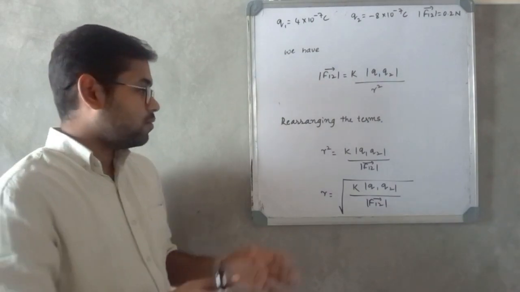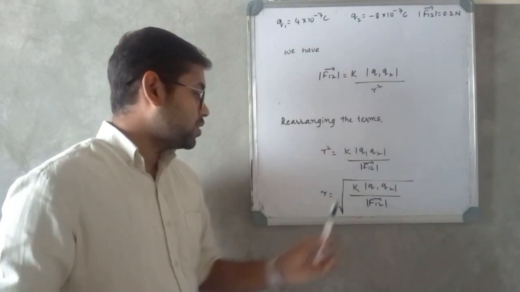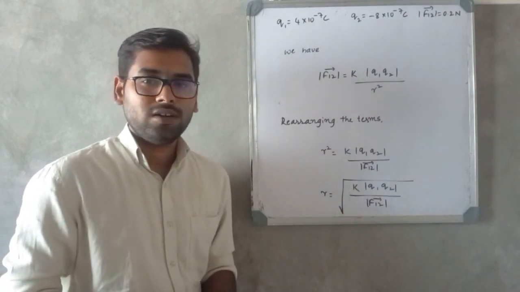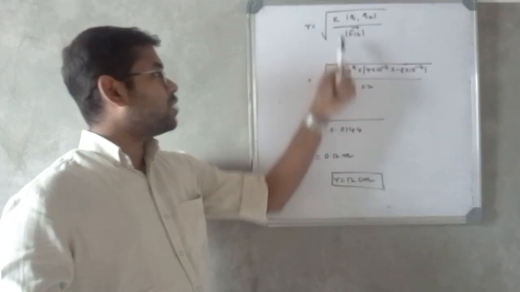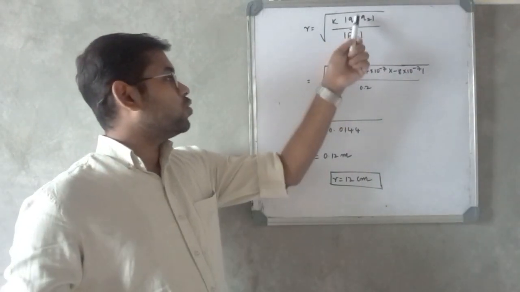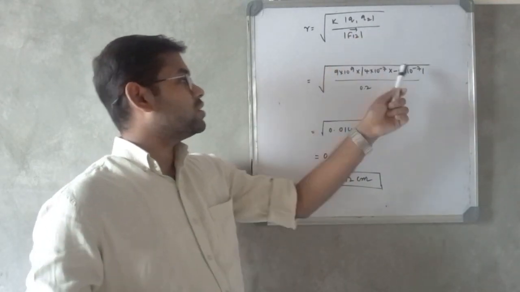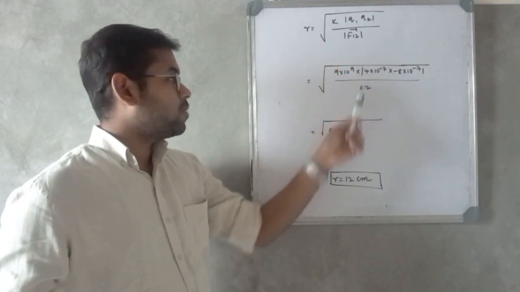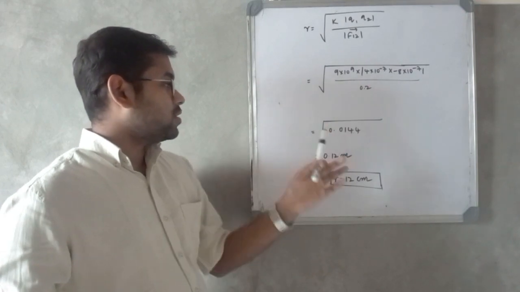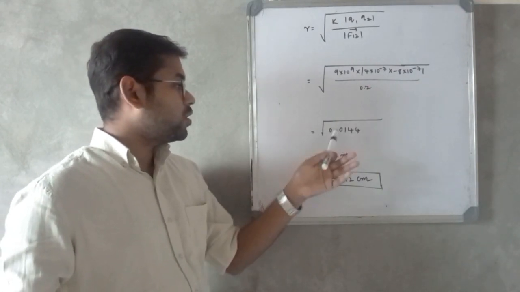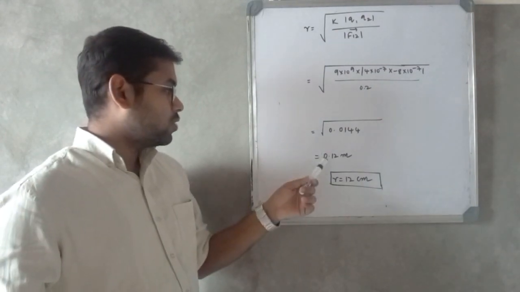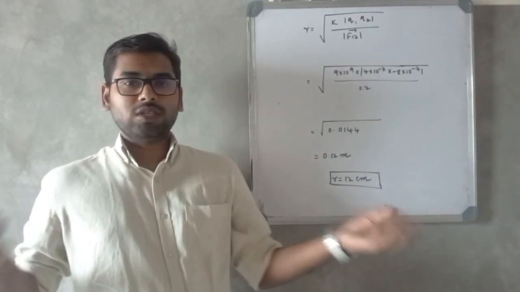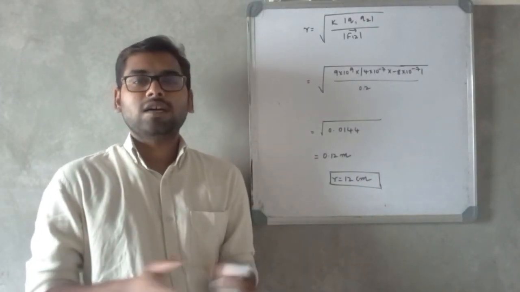Now I need the value of R. For that I will take the square root of this expression. R is equal to under root K mod of Q1 Q2 divided by magnitude of F12. Now in this expression I will substitute the value of K, which is 9 into 10 raised to 9, Q1, which is 4 into 10 raised to minus 7 coulomb, Q2, which is minus 8 into 10 raised to minus 7 coulomb, and the magnitude of F12 as 0.2. Now simplifying this, you will get the value of R as under root 0.0144, which will be equal to 0.12 meters, and in centimeters it will be 12 centimeters. So the distance between the two charges is 12 centimeters, and this is the answer for the first part of this question.